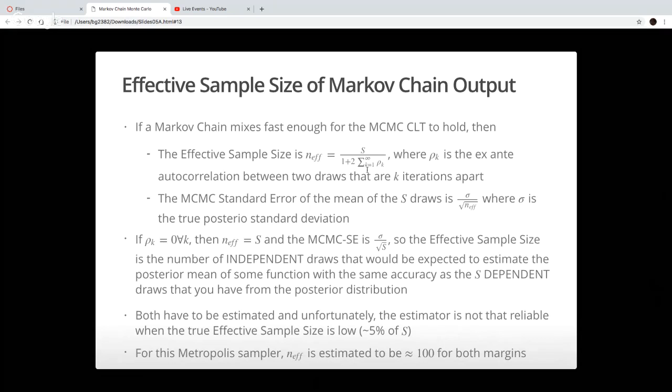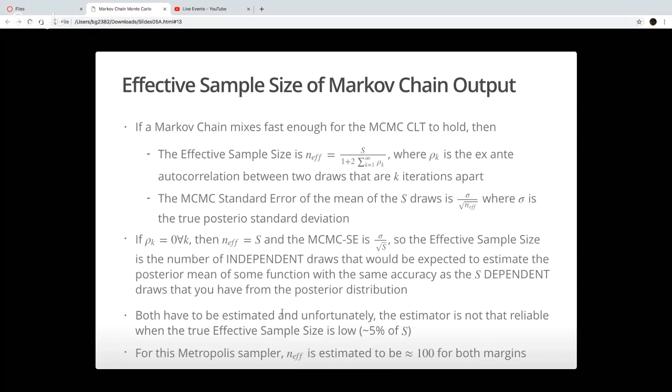And that tells you basically, what I said before, that your S dependent draws are as good for estimation purposes as N_eff independent draws. And so if you were to buy them on eBay, the price of S dependent draws would be equal to the price of N_eff independent draws, if it were possible to obtain independent draws, which it oftentimes is not. But we can take our S dependent draws and estimate what the effective sample size of those is in terms of their efficiency for estimating the mean of the random variables that we're drawing from.